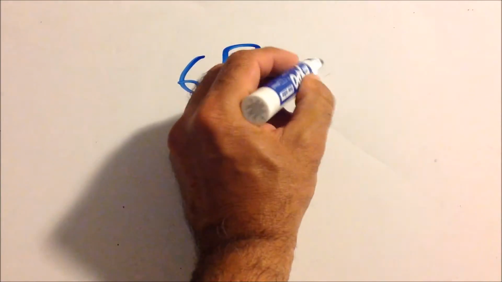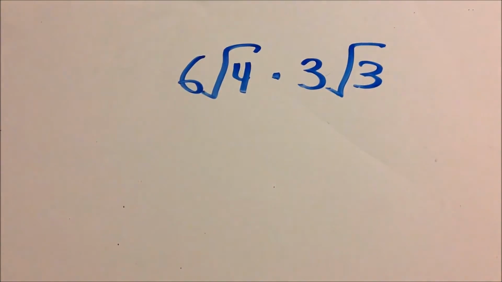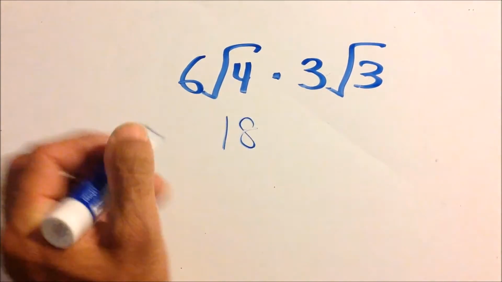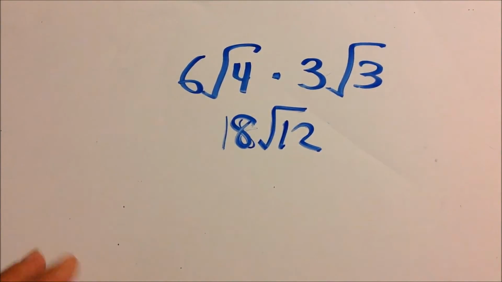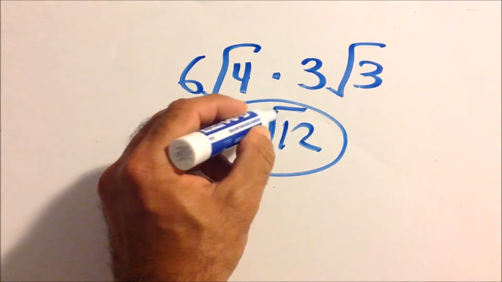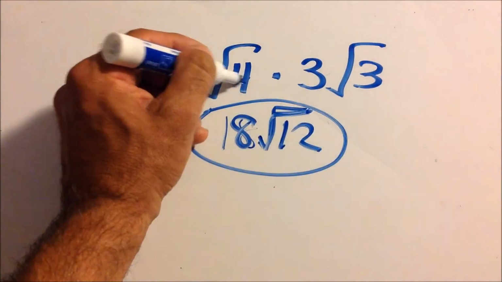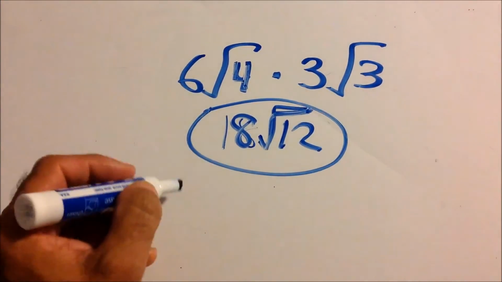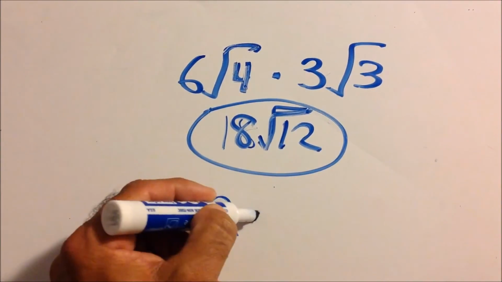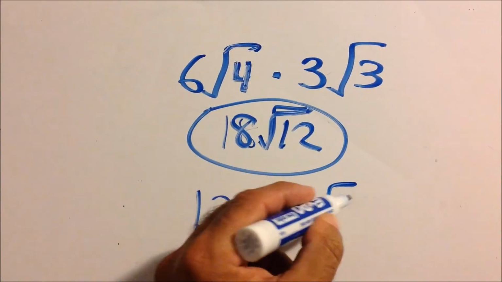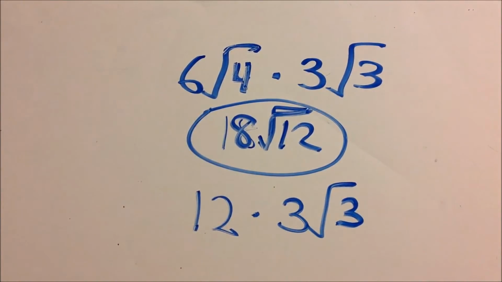Let's say we had the 6 square root of 4 times 3 square root of 3. Try that one. Again, you multiply the integers and you'll have 18 square root of 12. Now you can keep it like this, but you can actually do something else, because the square root of 4 is a perfect square. So since that's a perfect square, this would be 2, and 6 times 2 is 12. So you have 12 times 3 square root of 3. And there's still more to do, because 12 times 3 is 36 square root of 3.